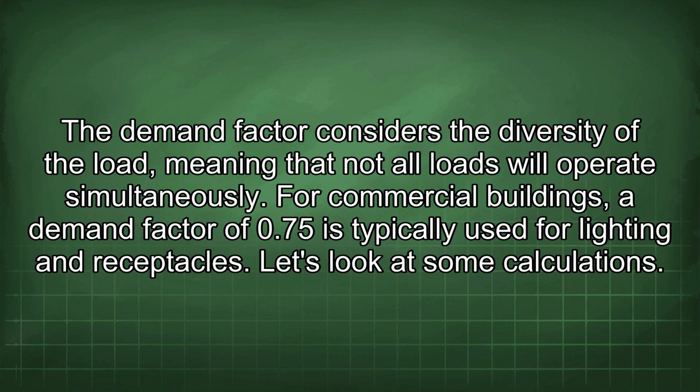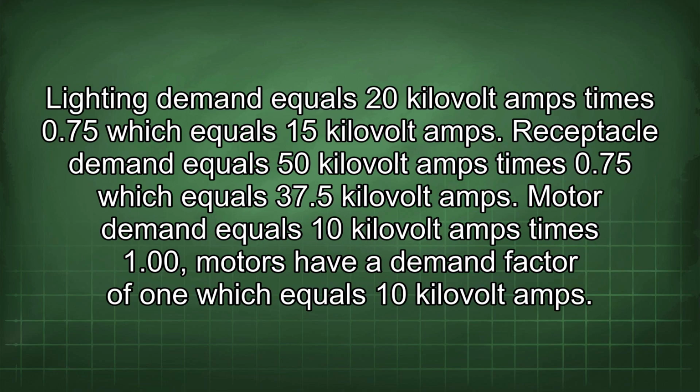For commercial buildings, a demand factor of 0.75 is typically used for lighting and receptacles. Let's look at some calculations. Lighting demand equals 20 kVA times 0.75, which equals 15 kVA. Receptacle demand equals 50 kVA times 0.75, which equals 37.5 kVA. Motor demand equals 10 kVA times 1.0. Motors have a demand factor of 1, which equals 10 kVA.